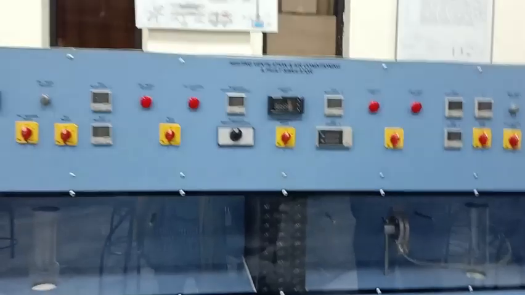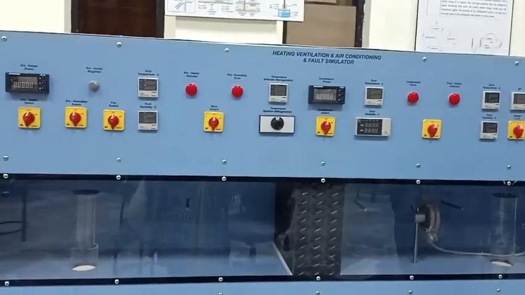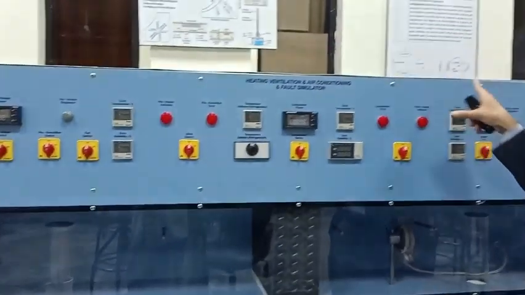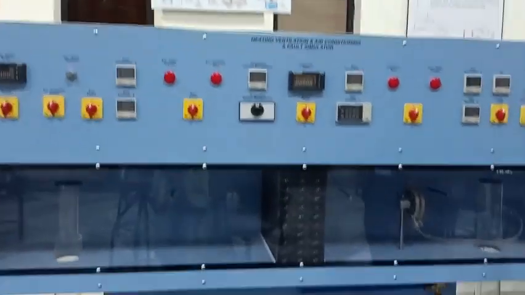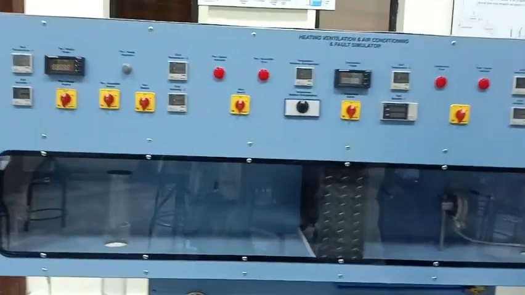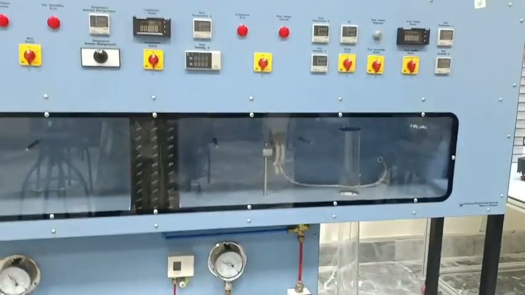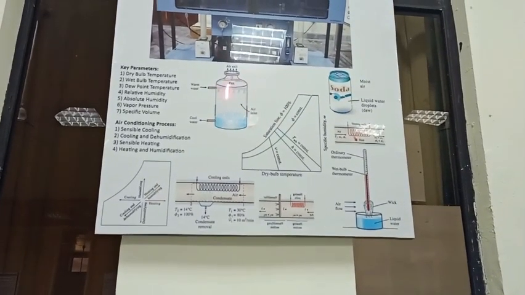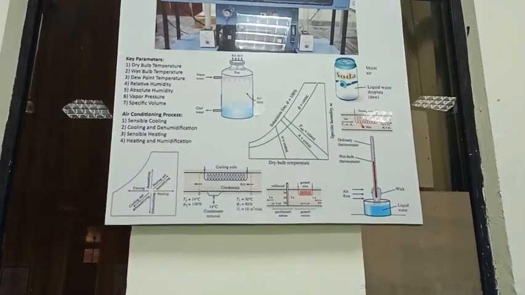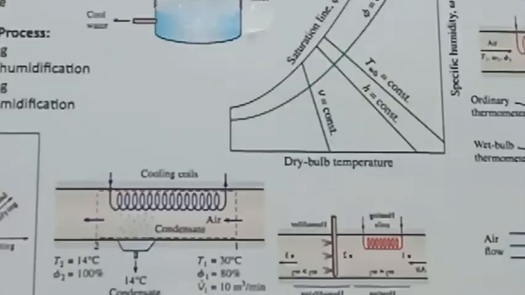The major processes we can study on this air conditioning apparatus are sensible cooling and dehumidification, sensible heating and humidification, and how to draw them on the psychrometric chart as well. This is the main purpose of this apparatus. So please, you can see here, and this is the flow chart diagram.